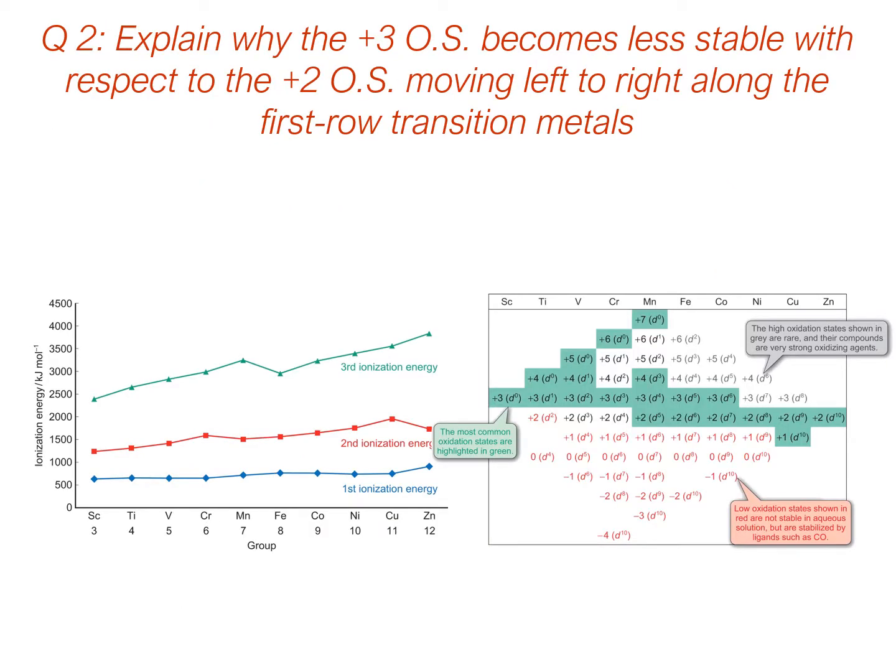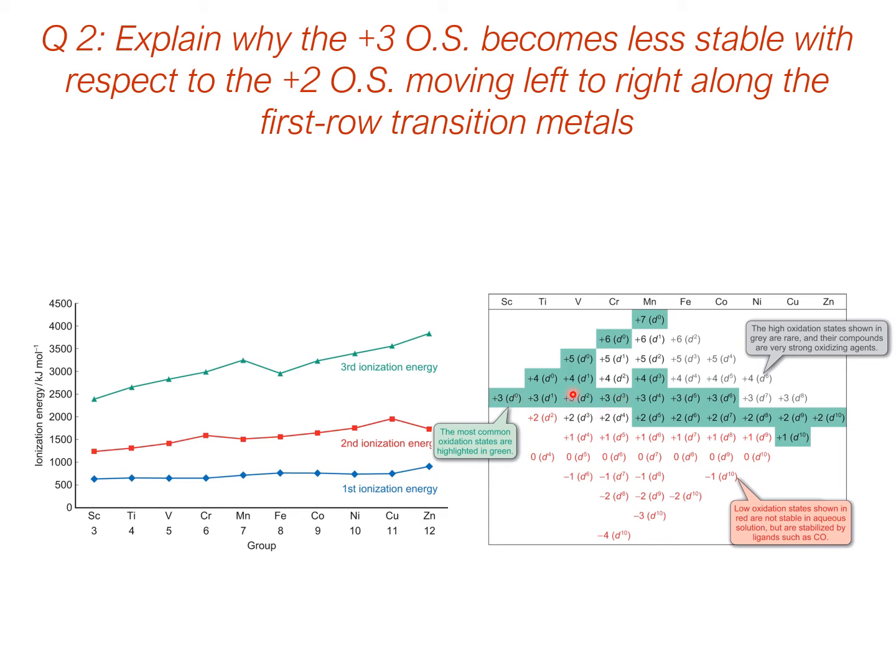Question 2 is a much shorter answer. It's just asking us to explain why the +3 oxidation state becomes less stable with respect to the +2 oxidation state as we go along the first row of the transition metals. So on the right here, I've got a table again of the most common oxidation states of the first row of transition metals that I showed in the second video of the first lecture.